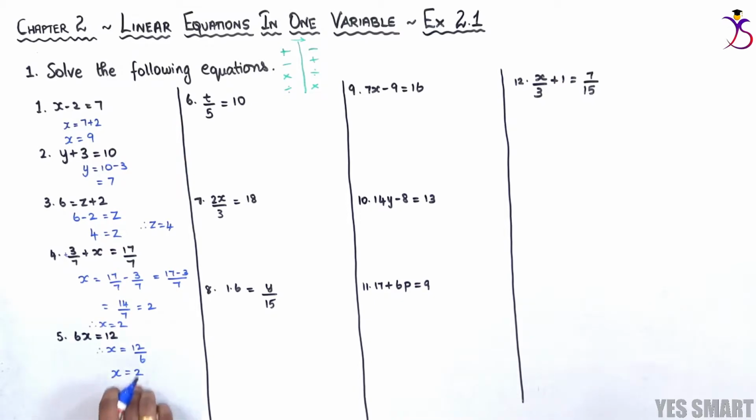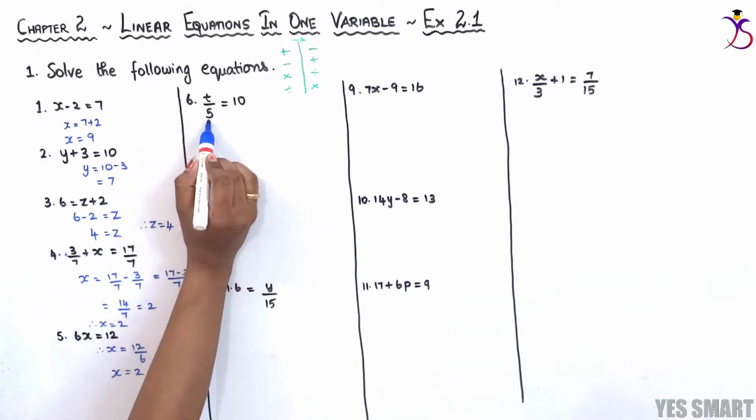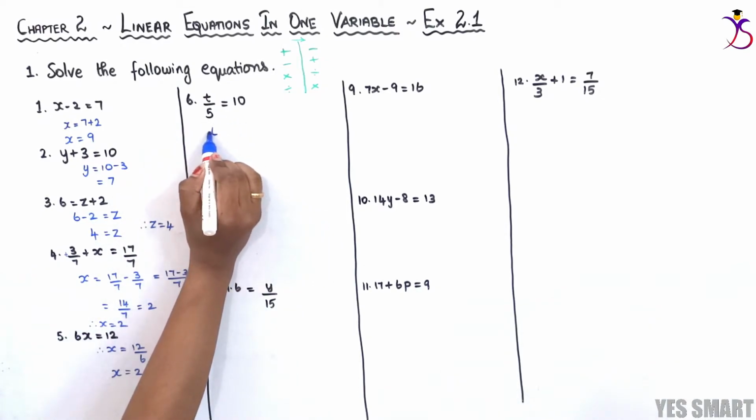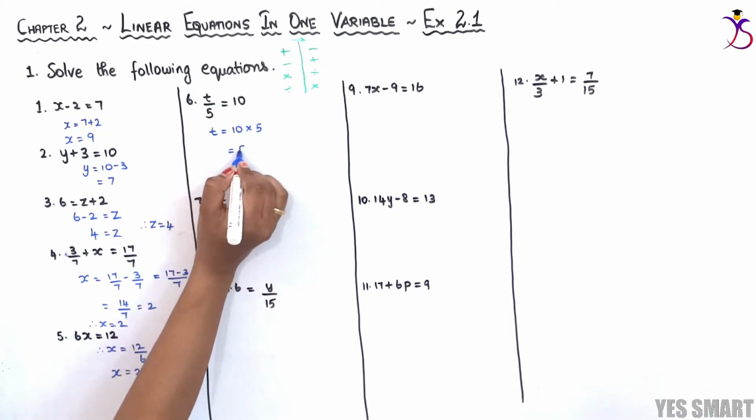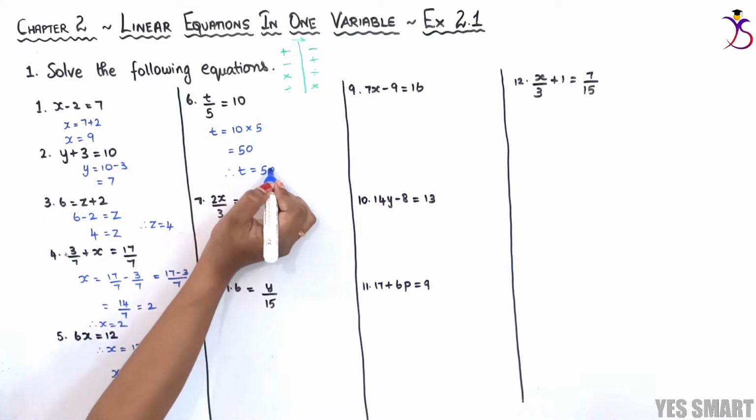Now, sixth sum, 5 is in division. When you transpose it to the other side, it goes as a multiplication. Therefore, t equal to 10 into 5. 10 5s are 50. Therefore, t equal to 50.